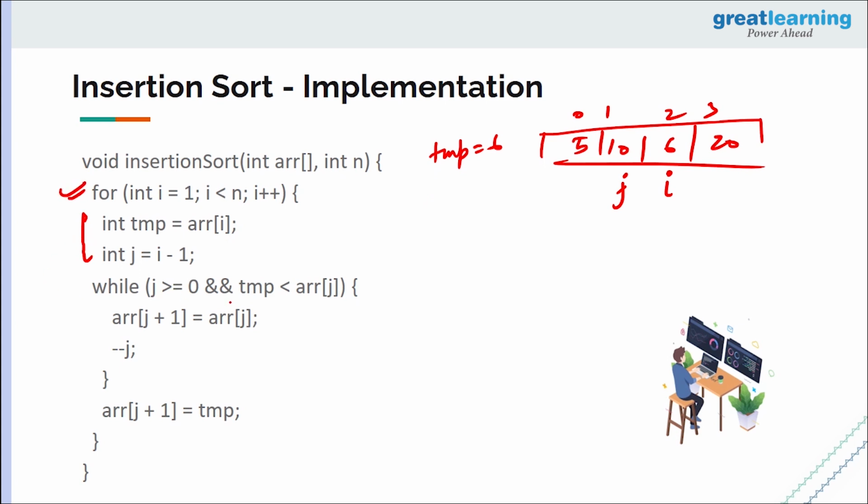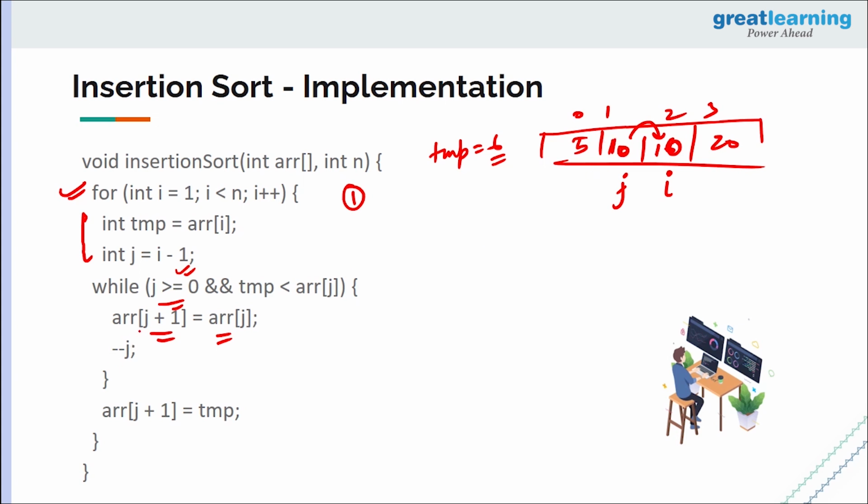Now this thing is also done. Now we are again checking if j is greater than 0. Yes, it is. Right now j is 1. So this condition holds. And we are also checking if temp is less than ARR of j. Yes, temp is 6 and it is less than ARR of j. Now what we will be doing, we will be shifting this 10 to this, right? Now here we have 10, and this is also 10.